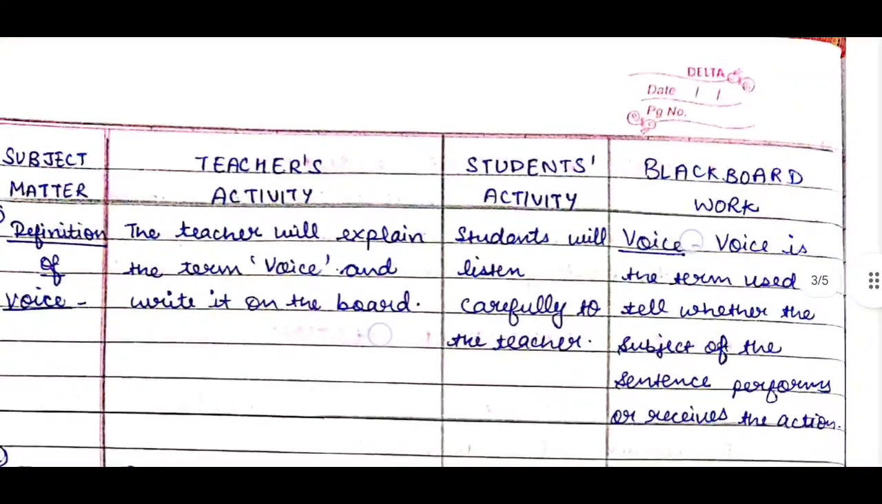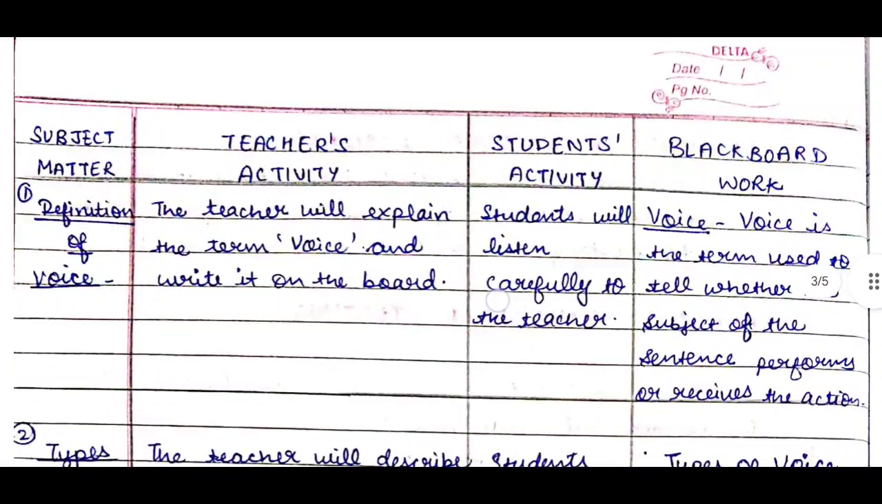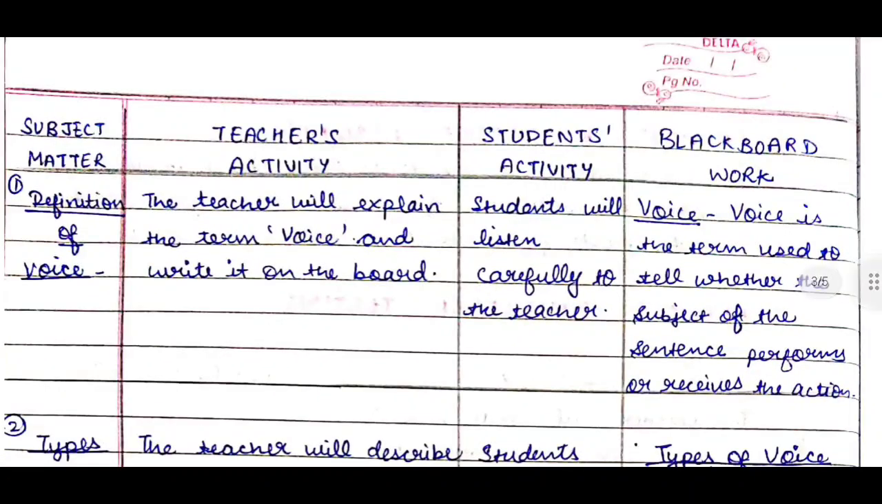Here in presentation we make four columns, okay? First is subject matter, then teacher's activity, then student's activity, and then blackboard work. So here in blackboard work, what you can do is you can take a piece of black paper and paste it over here if you are doing a teaching course like B.Ed, D.El.Ed, okay? And it will give you extra marks. Thank me later.